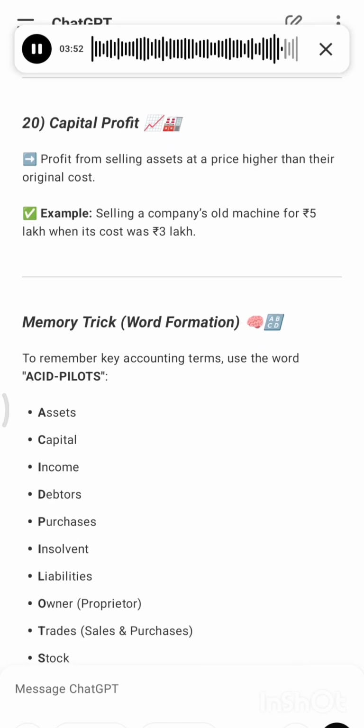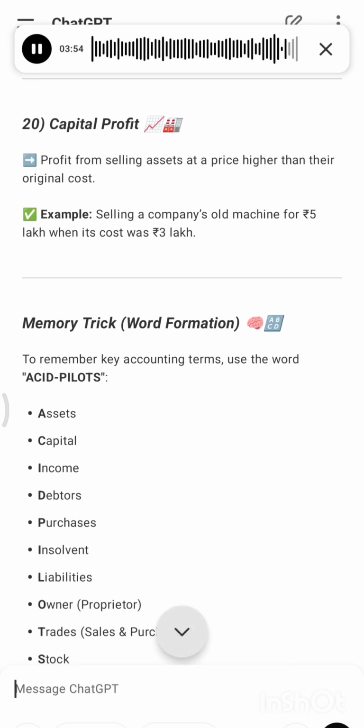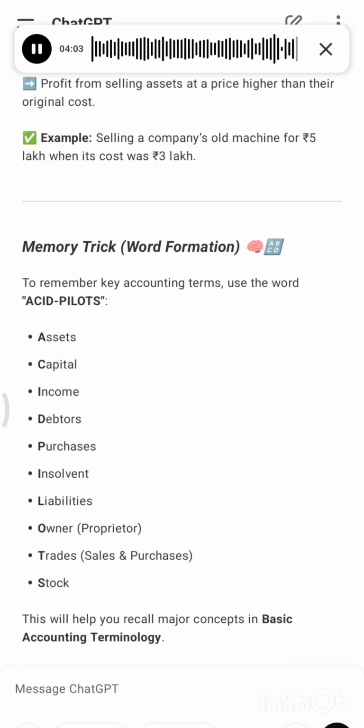Memory trick. To remember key accounting terms, use the word "asset pilots": assets, capital, income, debtors, purchases, insolvent, liabilities, owner, proprietor, sales and purchases. This will help you recall major concepts in basic accounting terminology.